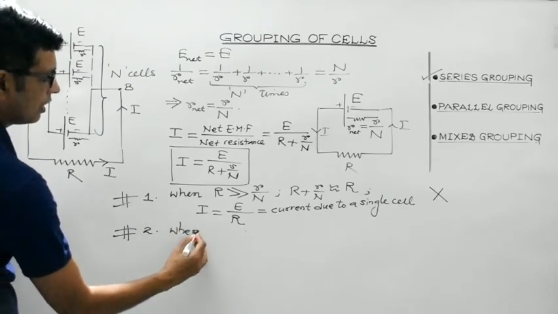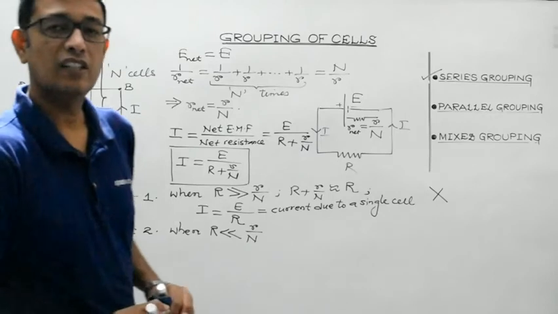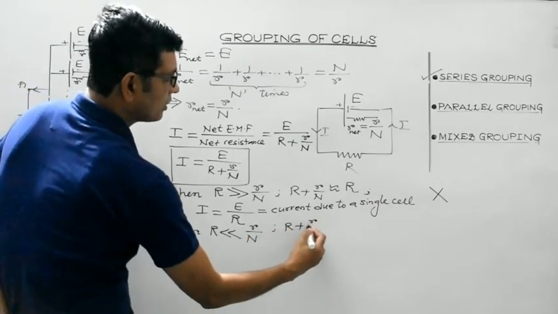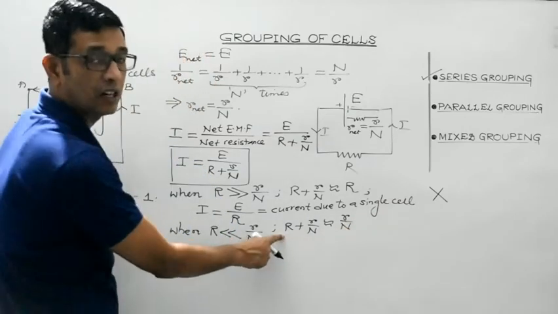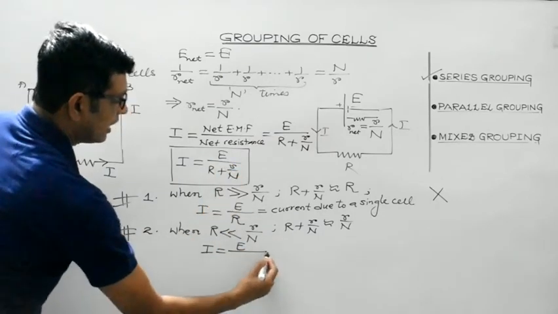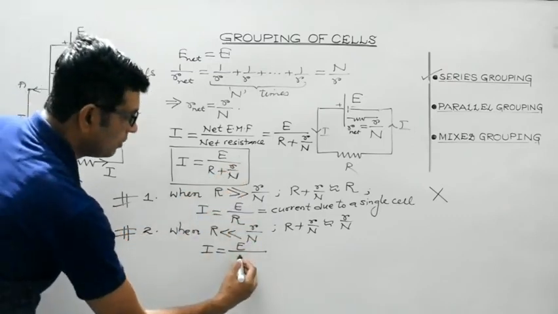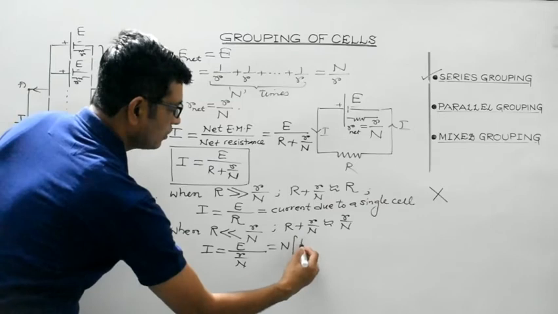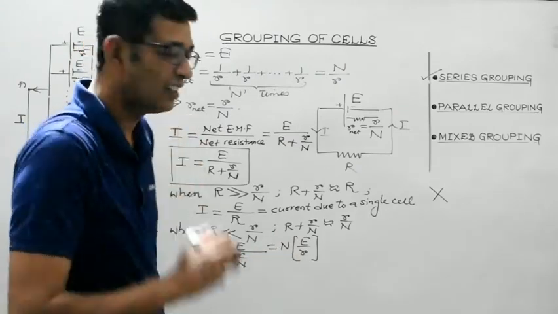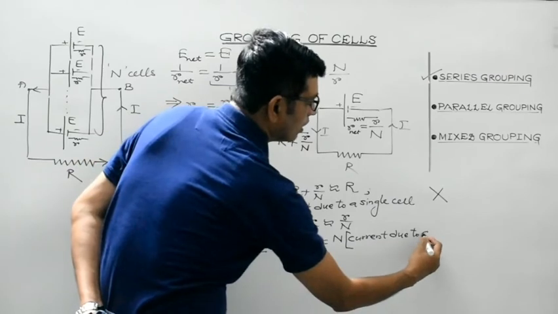When R is negligible as compared to r by n. So here we are considering the case where the net external resistance is negligible as compared to the net internal resistance. In such a case, R plus r by n becomes r by n, because capital R, the net external resistance, can be neglected. The current would be given by EMF E divided by r by n, as R is vanishingly small as compared to r by n. So we'll be left with n times E by r. Here the external resistance is negligible, and E by smaller r would be the current due to a single cell. So here what we obtain is n times the current due to a single cell.